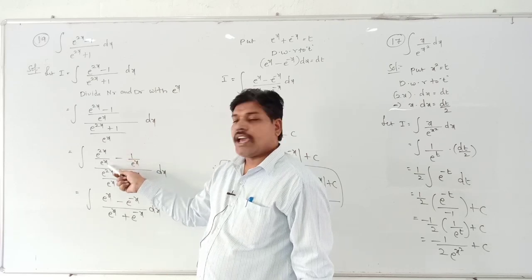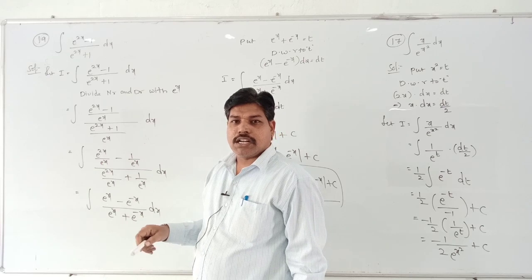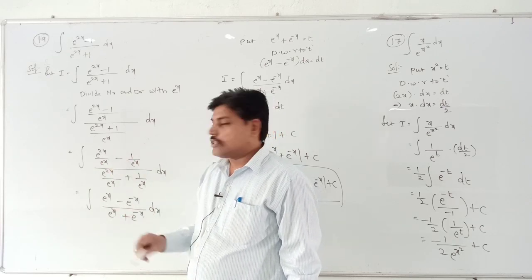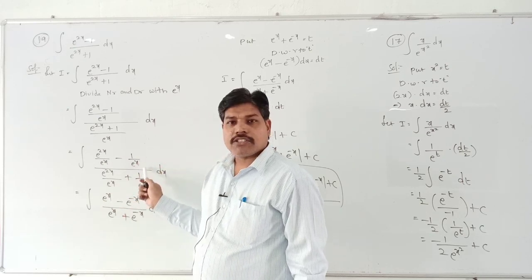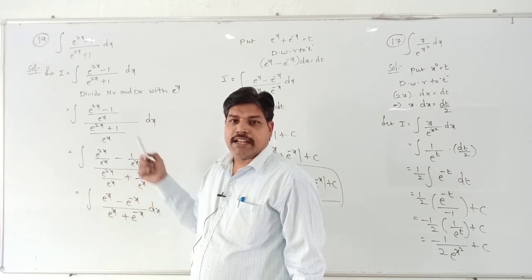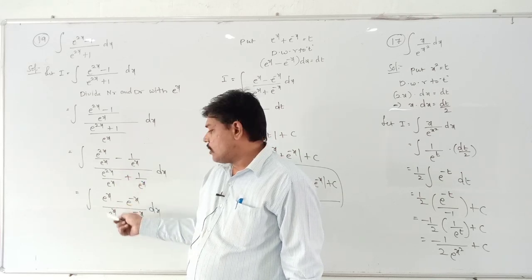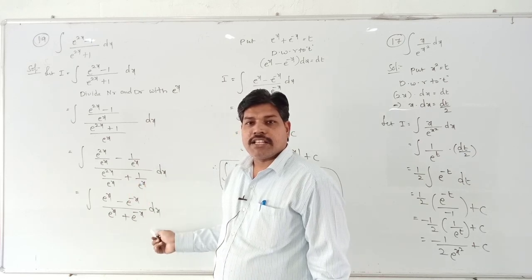e^(2x) by e^x: e^(2x) is nothing but (e^x) whole square. For understanding, in the denominator already e^x is there, so one time it will be cancelled. It will become e^x minus 1 by e^x, which can be written as e^(-x). In the denominator also, (e^x) whole square by e^x, so it will become e^x plus 1 by e^x, which can be written as e^(-x).